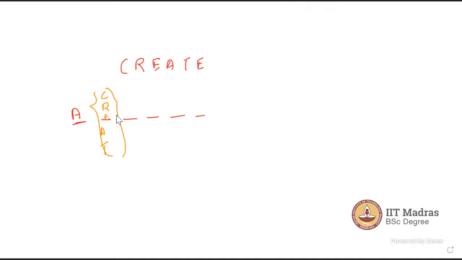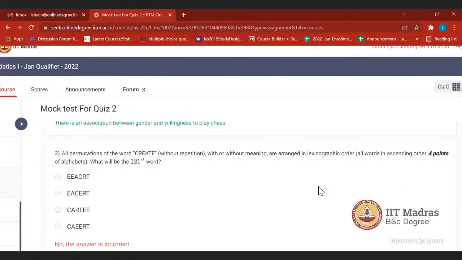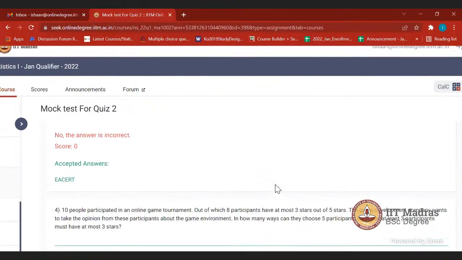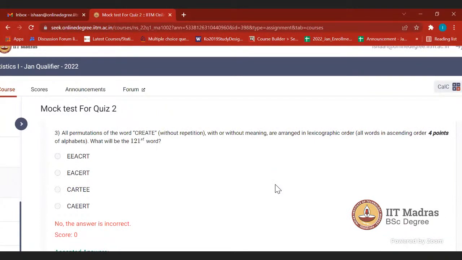Thank you. One more doubt. Suppose instead of T, there was an E. There are 3 times E, let's say. So that time we need to divide by 3 factorial? 3 factorial, yeah. Okay. Thank you.